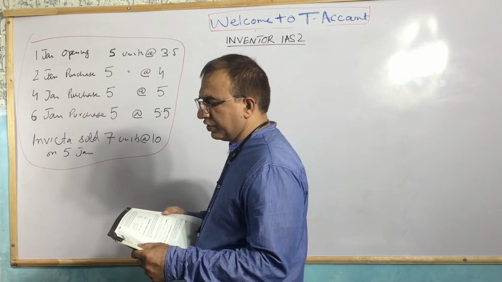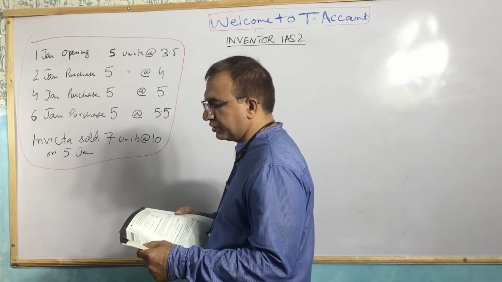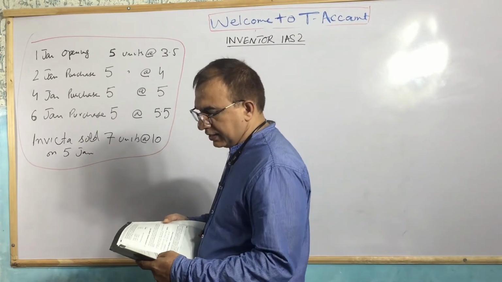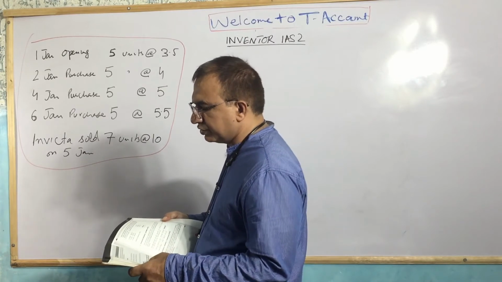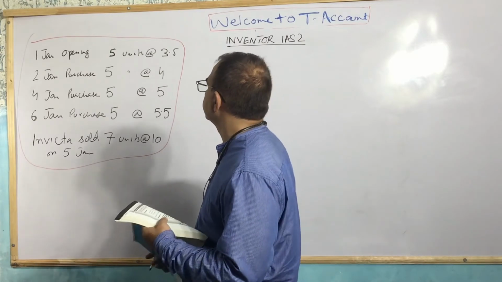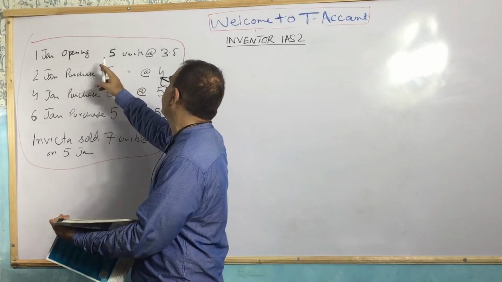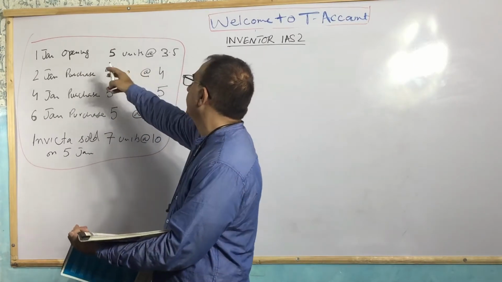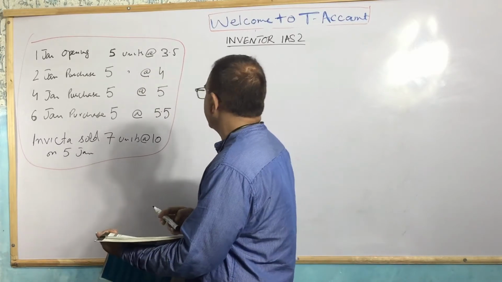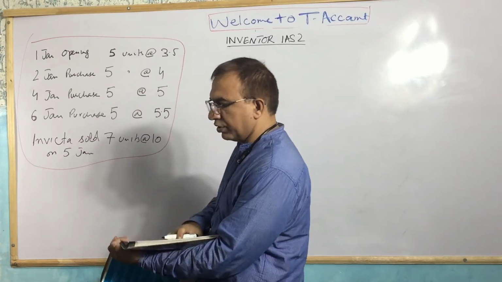Invicta has closing inventory of 5 units at a cost of $3.5 per unit at 31st December 2015, and they are asking for the calculation of 2016, first week of 2016. So the 5 units they have at the closing of 2015 is our opening stock. That's why I wrote opening on 1st January 5 units at $3.5, to make it easy for you, because I noted down the important information.